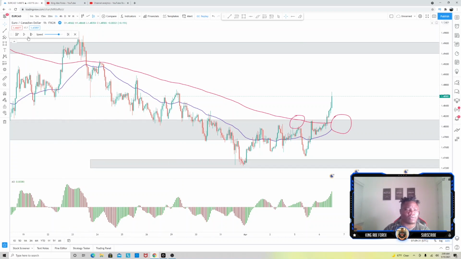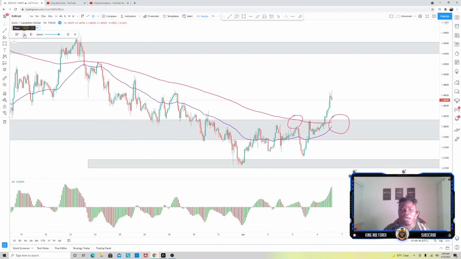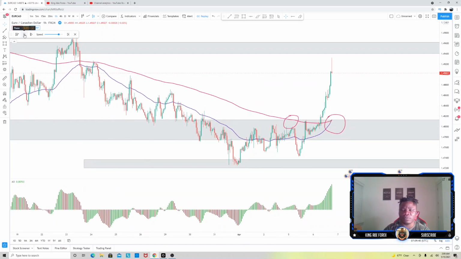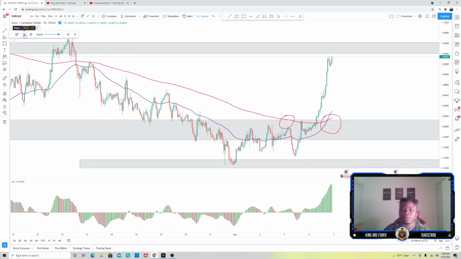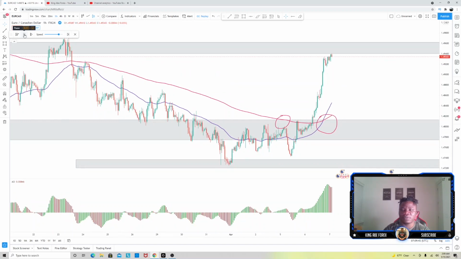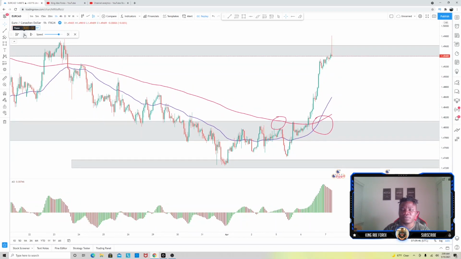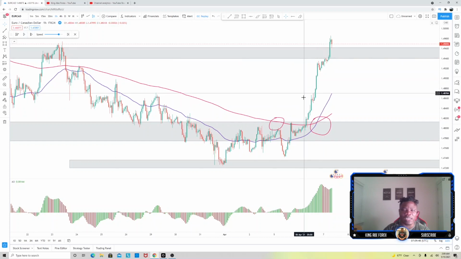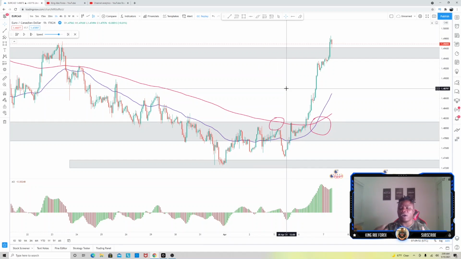So now since we have our zone right over here, let's continue playing this and see how this trade played out. Bam, we got our take profit, smash. Now let's take a look and see what the risk to reward ratio was for this trade.